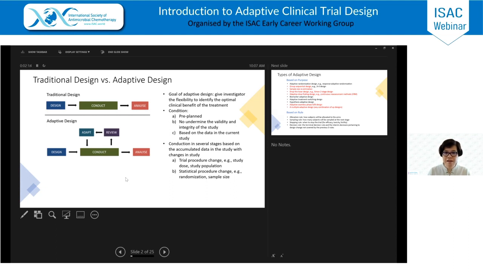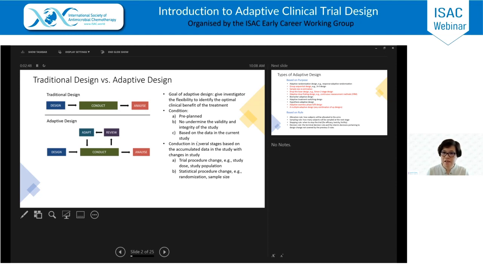But this is, it said, you review the data, then you adapt. It doesn't mean this adaptation could be done in any way you want. Actually, all the adaptive changes are planned at the very beginning of the design. So here the first condition, which is very important, is pre-planned.